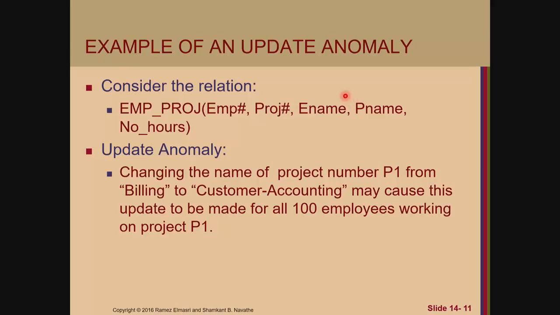But if we update, like changing the name of project number P1 from billing to customer accounting, you change the name. Just change the name. What is happening? If 100 employees work for the P1 project, you have to change 100 rows. So there might be some problem if the program does not work properly, so the data is not updated for all employees. You will have some problem matching the name of the project. This is the problem of update anomaly.